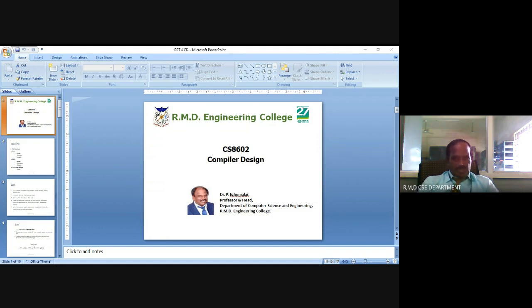Let us see the input structure of Lex. First, the first section: echo. Echo means whatever you type, it will display. Backslash n is a new line. Echo: whatever you type is displayed.